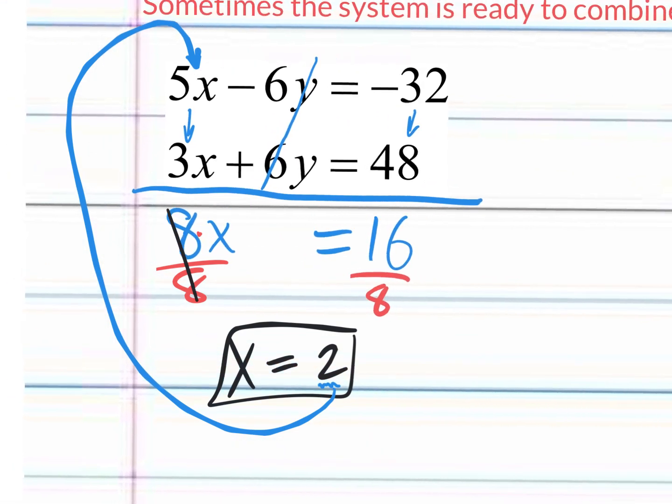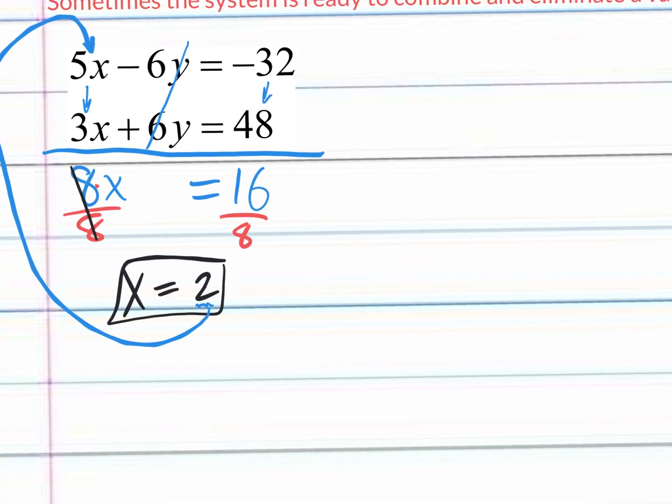Now, whoops, that didn't work out the way I wanted to. Here we go. So I'm going to draw an arrow this way to show me plugging in that x value of 2. So I have 5x minus 6y equals negative 32. Again, I said 5x minus 6y equals negative 32.